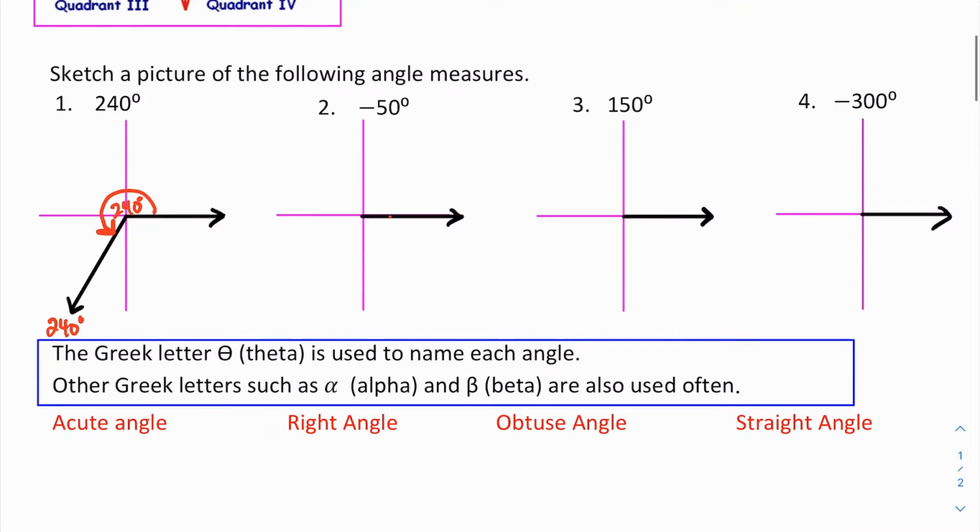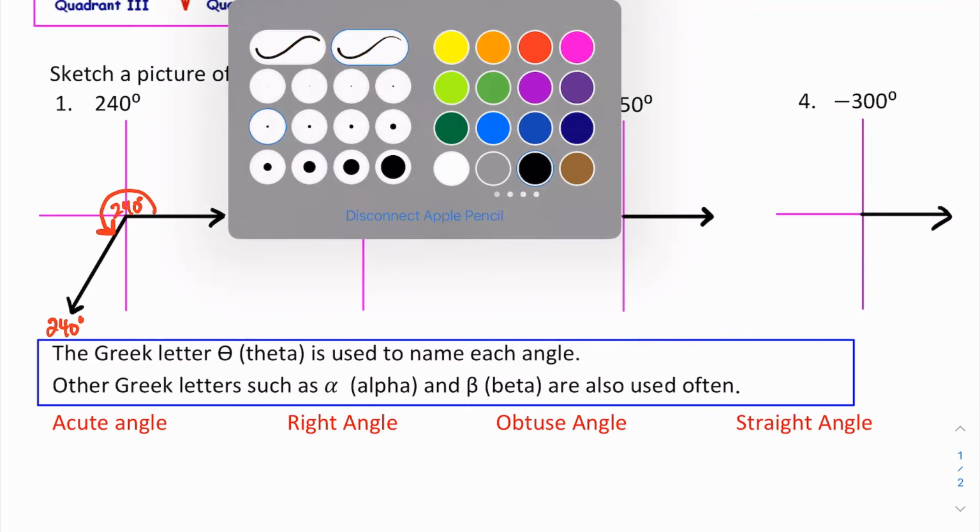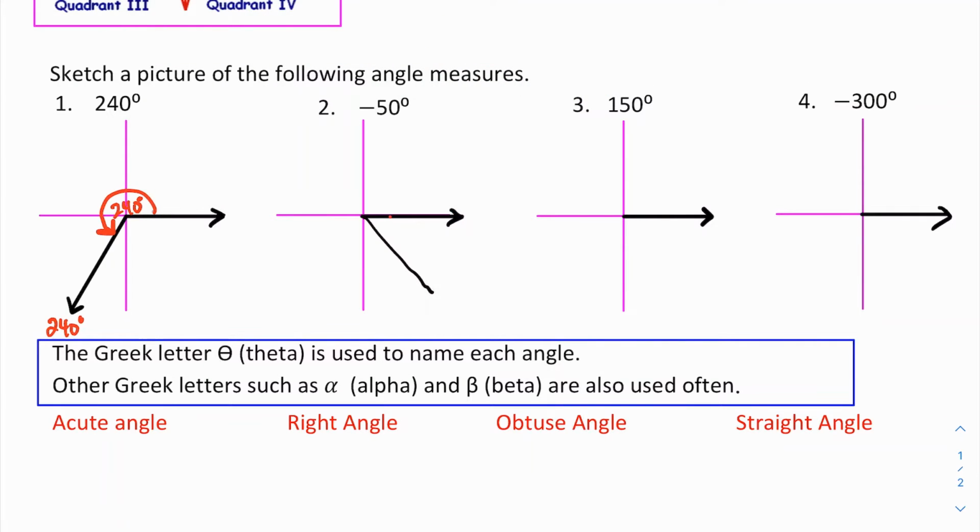Okay, so I'm just going to draw the other end of it. 45 would be exactly in the middle. This is a little bit bigger than that. So that's negative 50 degrees. Or you can write it here. For 150, this is 180 here. So it's 30 degrees from that.